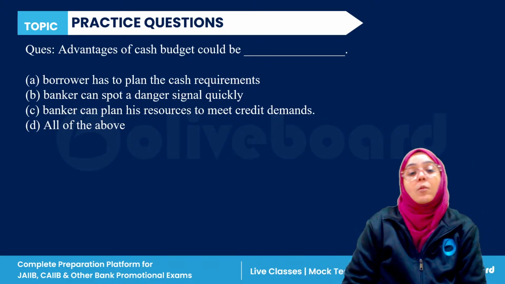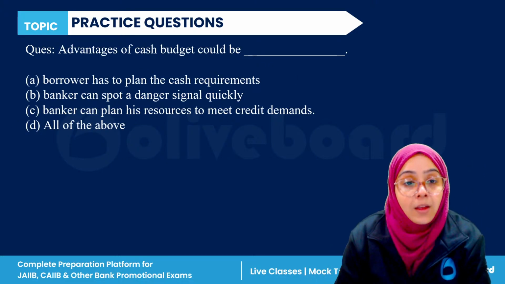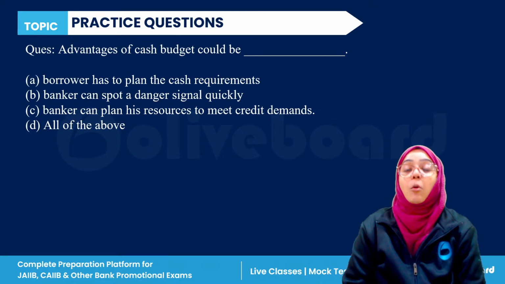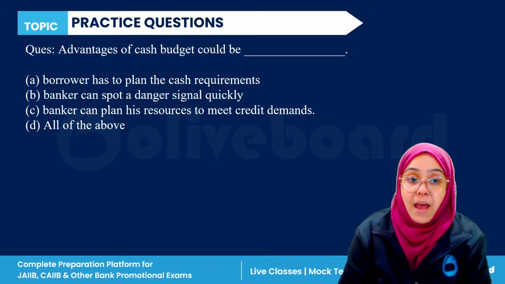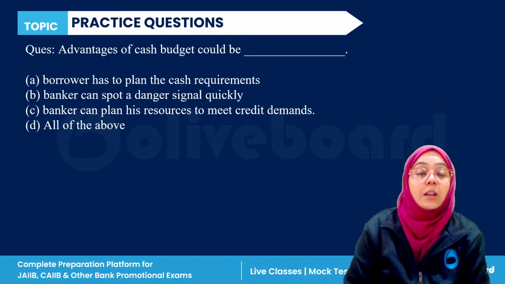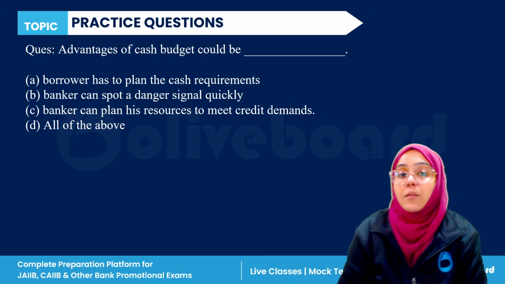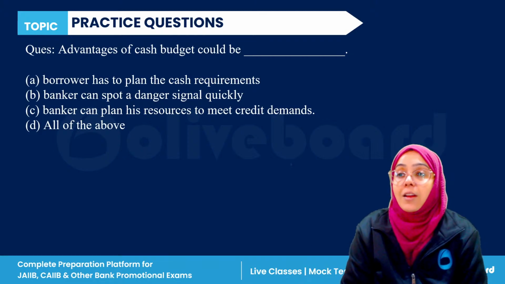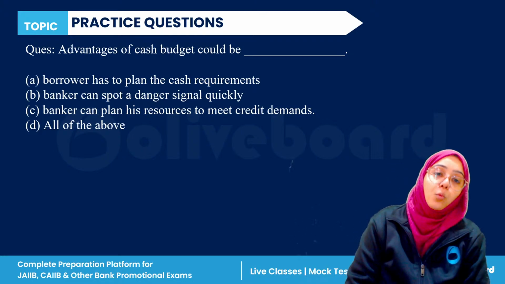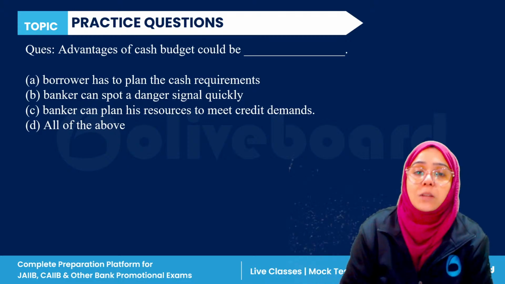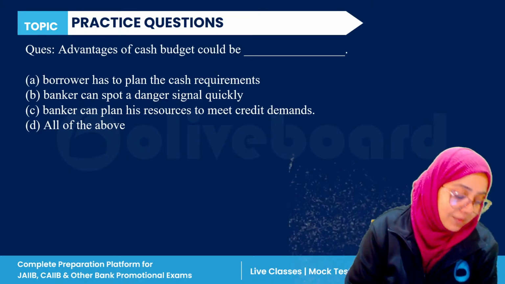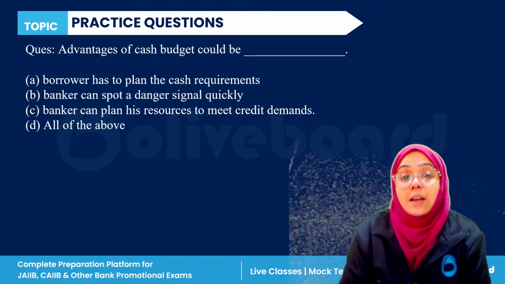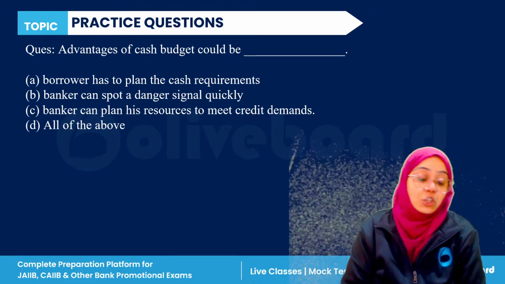Next question. Advantage of the cash budget would be: borrower has a plan for cash requirement, bankers can spot a danger signal quickly, banker can plan his resources to meet the credit demands, or all of the above. What is the advantage of cash budget here? Everyone, please answer this question.